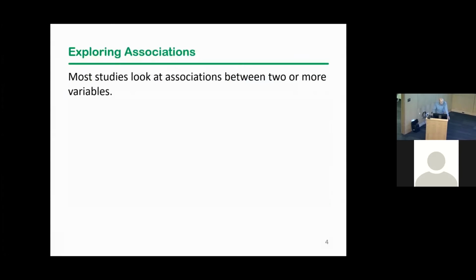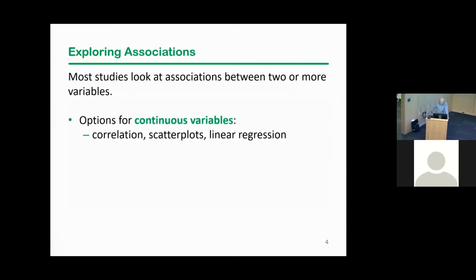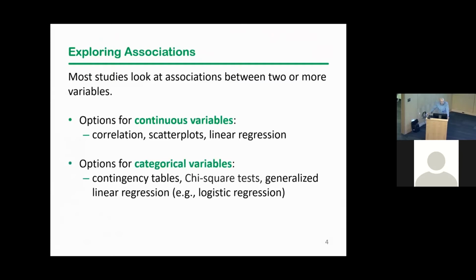As fellows doing your research projects, most of the time you're going to bring to me some data and you're looking for an association between two or more variables. If you bring me a bunch of continuous data, the types of methods you may see at the simple scale are correlations, scatter plots, maybe linear regression. For categorical variables, you may have contingency tables, chi-square tests, logistic regression, which is a type of what we call generalized linear regression, which you can talk about later if you'd like.